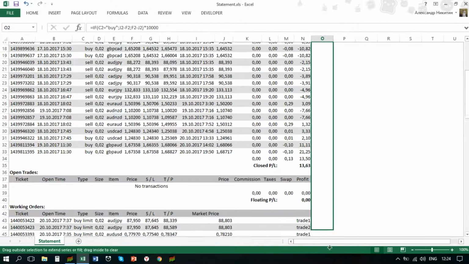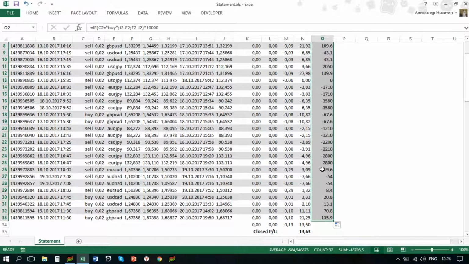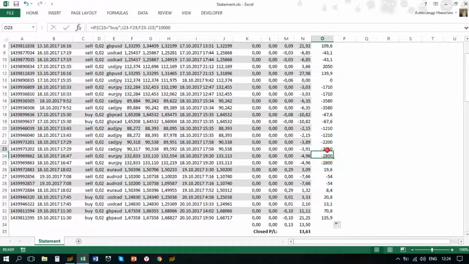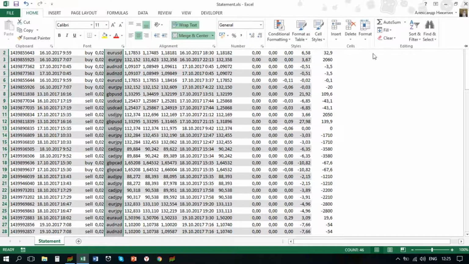Let me stretch that to the downside, and the formula will be copied in every cell. Every line will be calculated a similar way. Well, here on some pairs we have thousands of pips. Do I actually generate thousands of pips? No, of course not, because yen pairs are 3-digit brokers. That's why instead of multiplying by 10,000, I need to multiply by 1,000. Yes? Okay, let's go home.